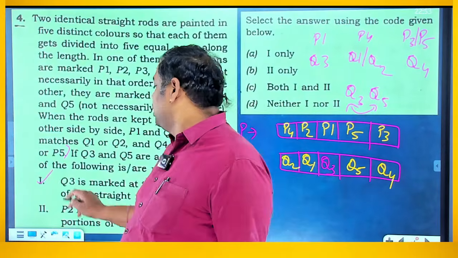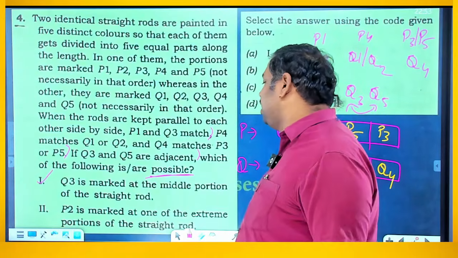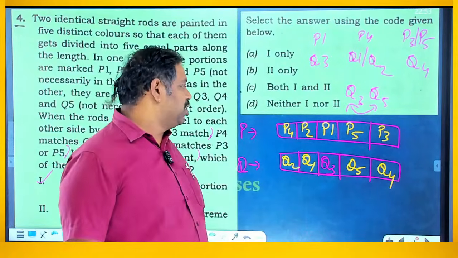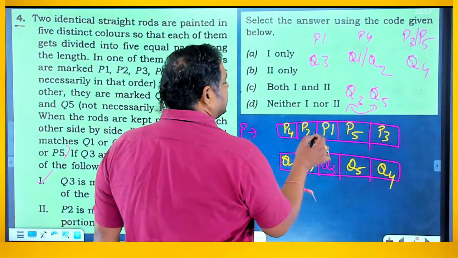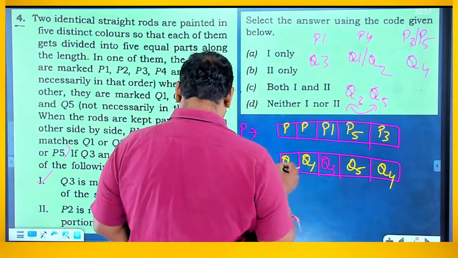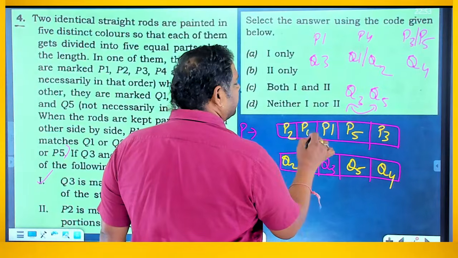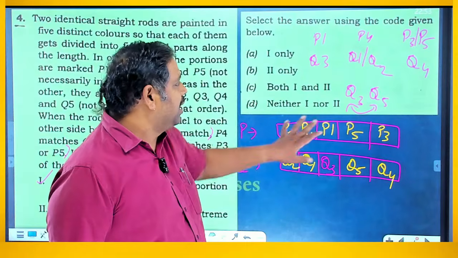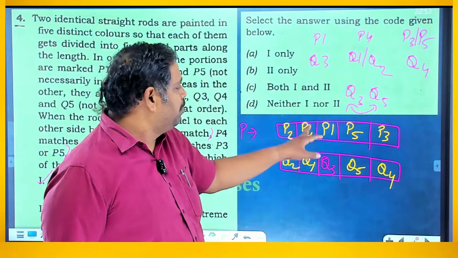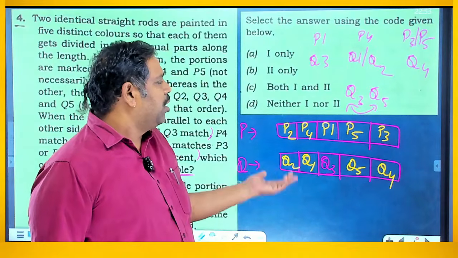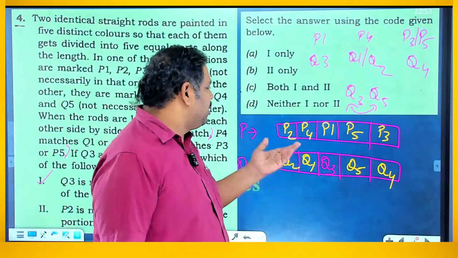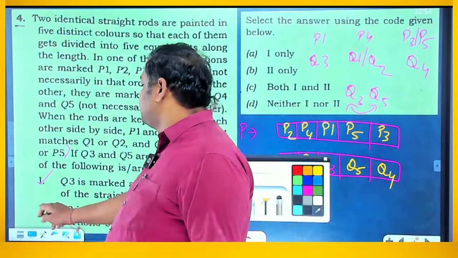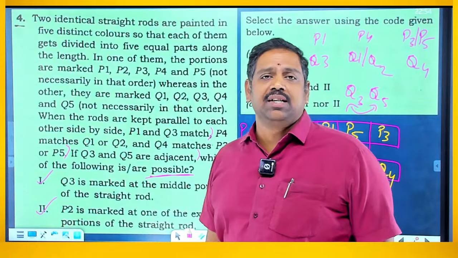Second one, P2 is marked at one of the extreme portions of the straight rod. Observe. Suppose I interchange P4 and P2, any problem occurs? No problem, right? No condition is violated. P4 should come with Q1 or Q2, and Q1 is satisfied. No other issue. That means P2 at one of the extreme ends is a possibility. That's why he's asking about only the possibility. So the second one is also a possibility.